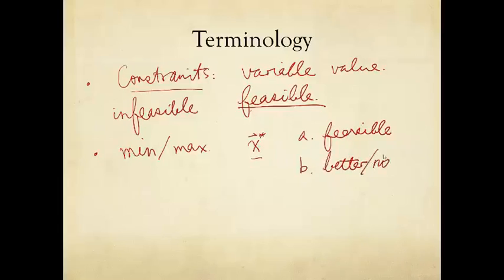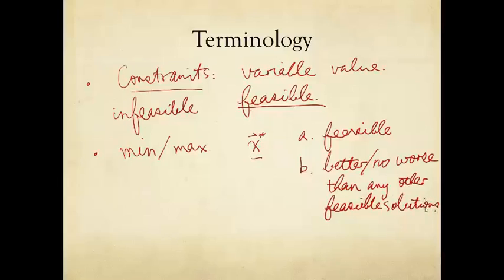or more strictly speaking, no worse than any other feasible solutions. Now, what do you mean by no worse than? Depends on whether you're talking about minimization or maximization. For a minimization problem, it means that it is at least as small as any other feasible solution will give you in the objective function.